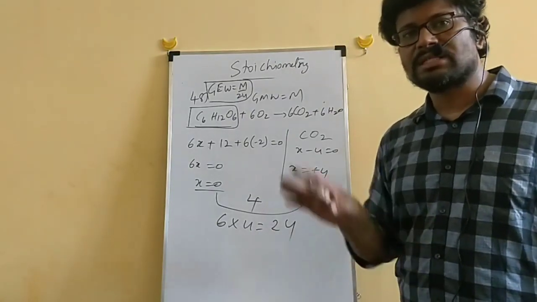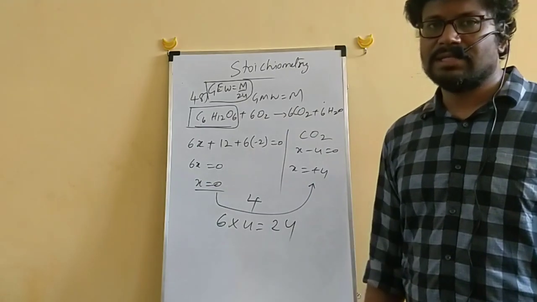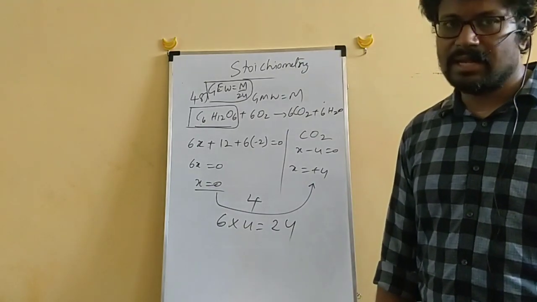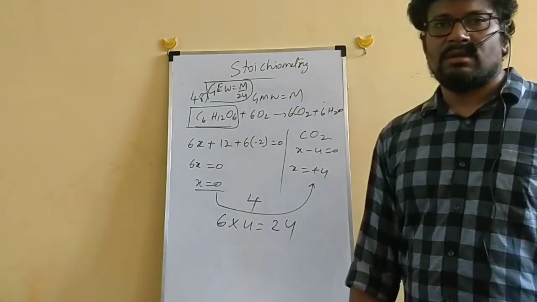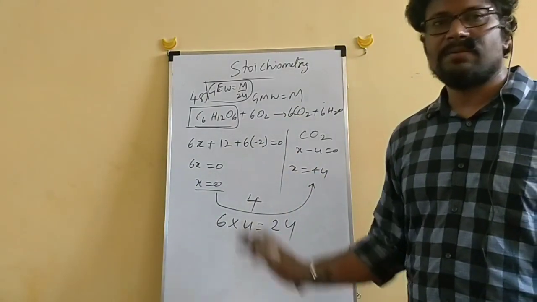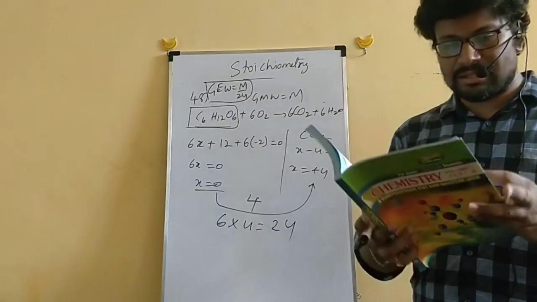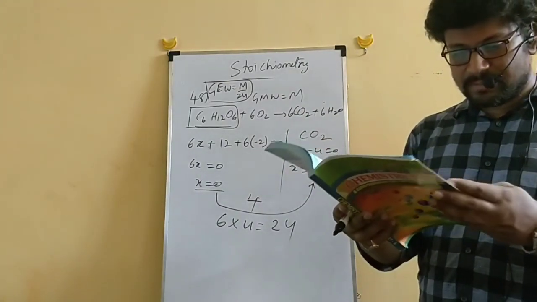Then that 24 is called the N value, and gram equivalent weight is equal to gram molecular weight divided by N, that is gram molecular weight divided by 24. Okay, this is about how to calculate equivalent weights.